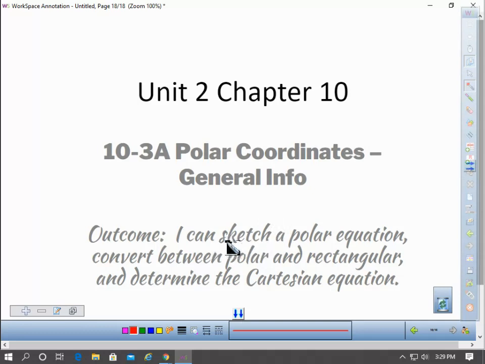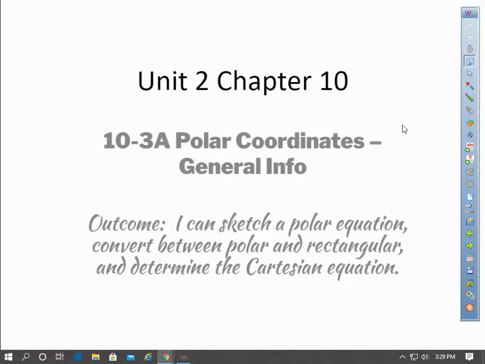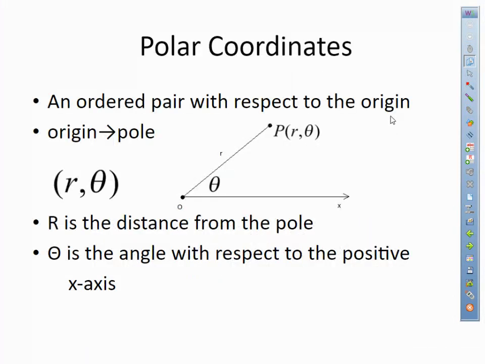So our outcome is I can sketch a polar equation. I can convert between polar and rectangular. Rectangular is your normal x and y Cartesian coordinates. And then determine the Cartesian equation if we want to know an equation for a polar curve. All right. So again, this is your introductory information about polar coordinates before we even get into the calculus part. So just general information about it.